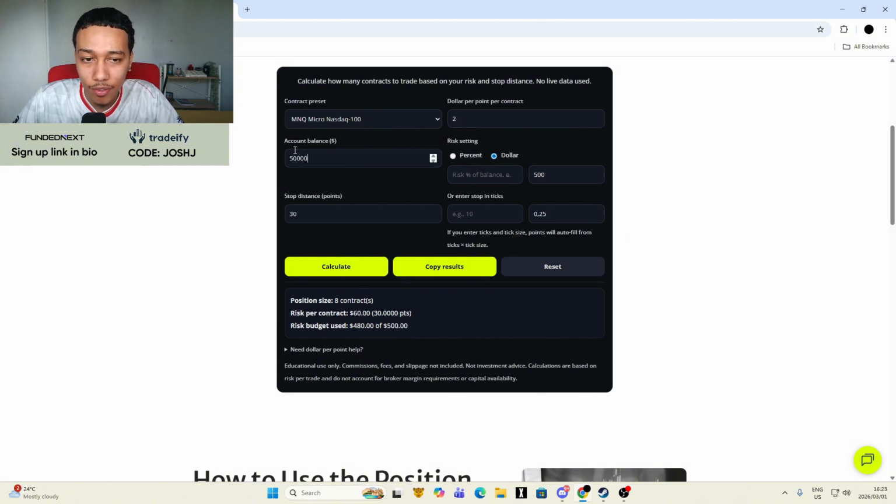Your account size is $50,000. You can either go percentage to risk 1%, which still is $500, or you can go dollar amount and then click a $500 risk. Stop loss in points. So your stop loss, you can look on TradingView or whichever platform you use. It normally shows your stop loss size in points. So it's going to be a 30-point stop loss. Calculate. It's telling you to open up 8 micro contracts to risk $500 on a 30-point stop loss.